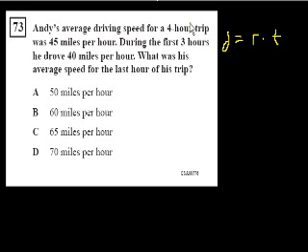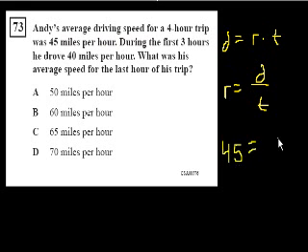His average for a 4-hour trip was 45 miles per hour, or you could say rate is equal to distance divided by time. That's just dividing both sides by time. So 45 miles per hour is equal to the distance he traveled divided by his time, 4 hours. So we can figure out the distance right off the bat.